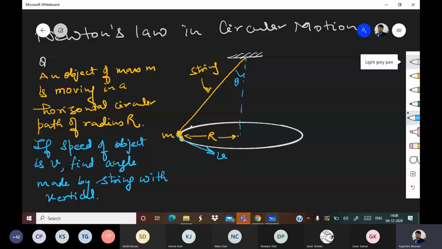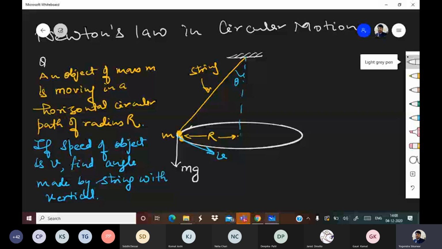Enough time given, everyone. Please pay attention. So in this question, mg will be acting on object vertically downward. That is gravitational force. It always acts vertically downward. The mass m is connected only to string. So string will be exerting tension in string T, and that will be along the length of string.